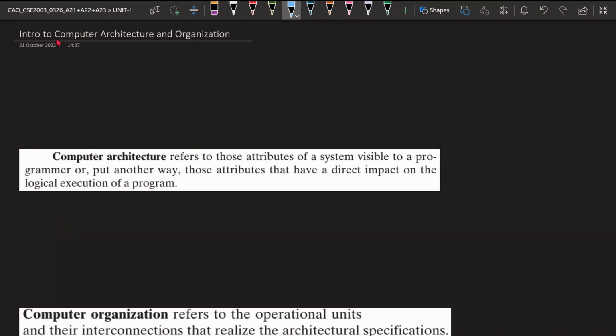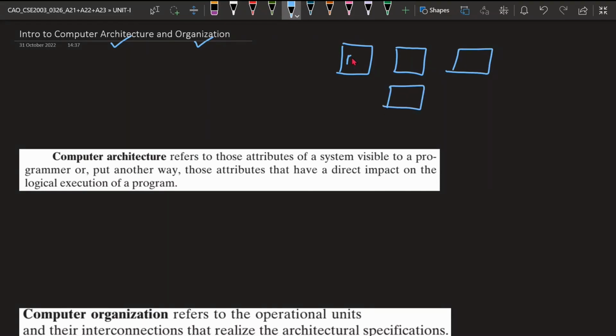Our course title is computer architecture and organization. What this architecture stands for and what this organization stands for, we will just go through that and then start with the content. So computer architecture: any system, if we talk about it, is made up of different building blocks.